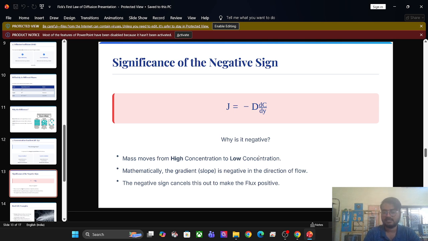Significance of the negative sign. Why is it negative? Mass moves from higher concentration to lower concentration. Mathematically, the gradient slope is negative in the direction of the flow. So in the direction of flow the slope will be negative, and the negative sign cancels out to make the flux positive.